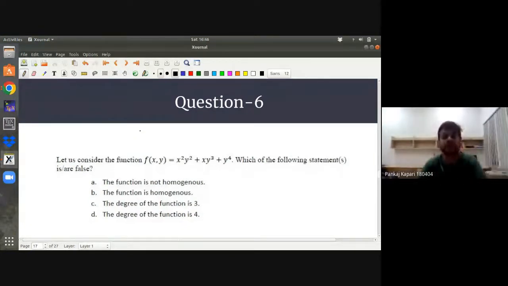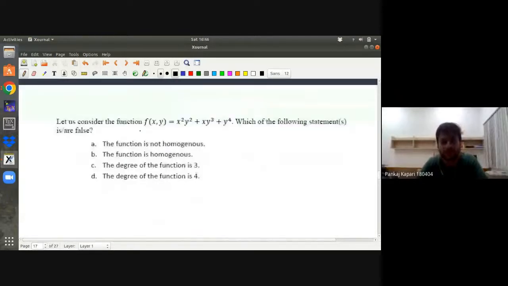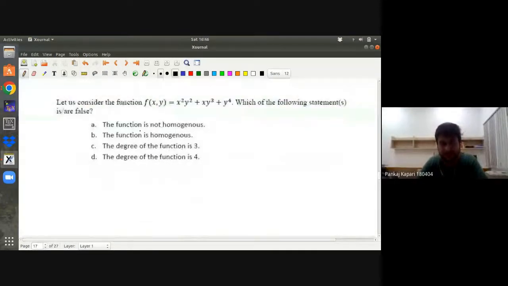Okay, if there are no other problems, let's move to question 6. In question 6, a function is given and you have to find if that function is homogeneous or not. And if the function is homogeneous, then you have to say what is the degree of that function. Out of these 4 options, you have to select which are true or false. It's written: which of the following statements is or are false.